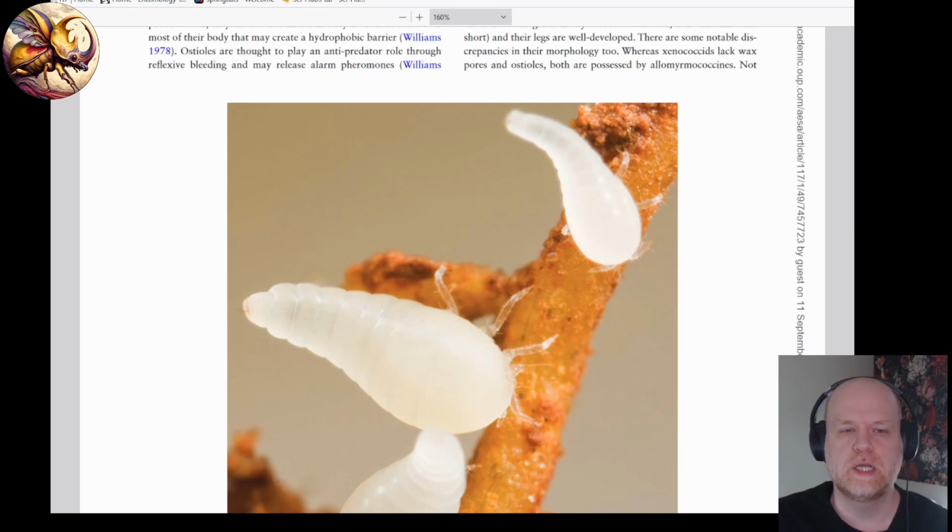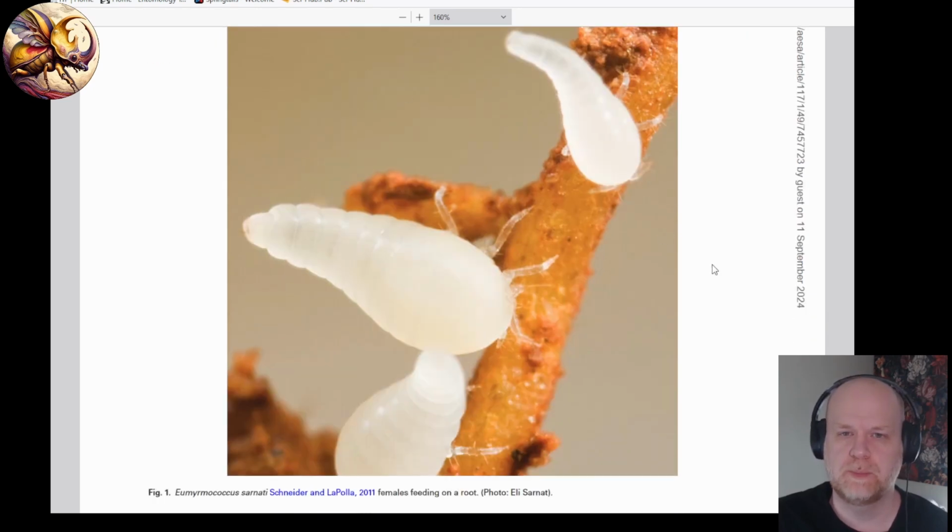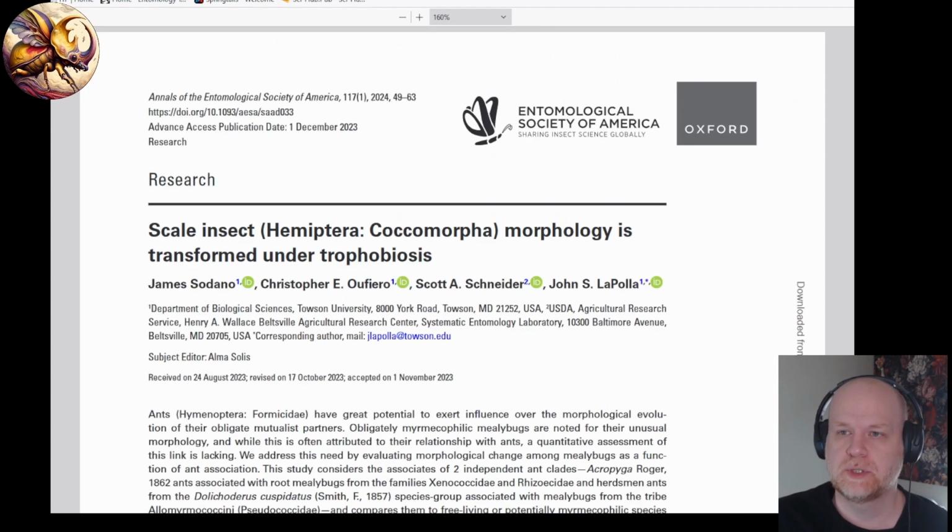If you didn't know about this sort of relationship between scale insects and ants, now you know. It kind of blows a lot of people's minds that other animals engage in agriculture similar to humans, especially animal husbandry. But there you go.